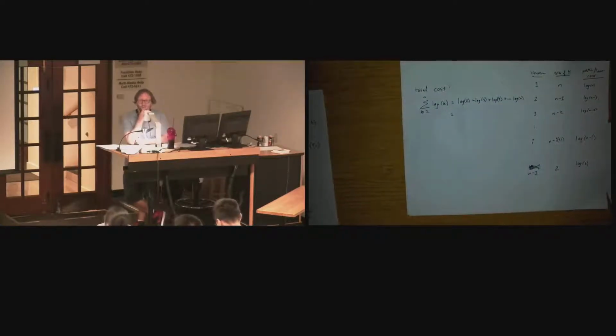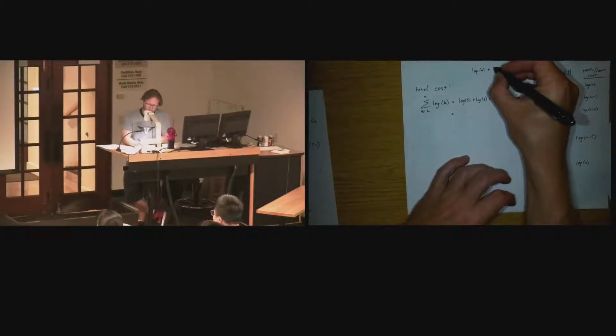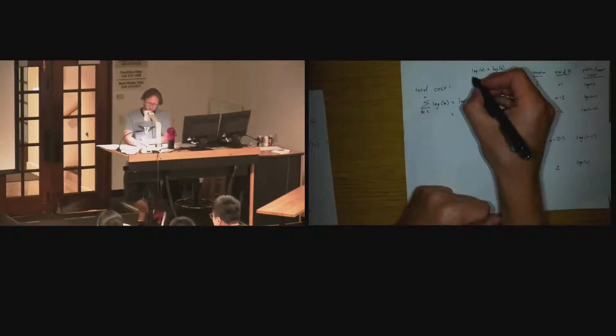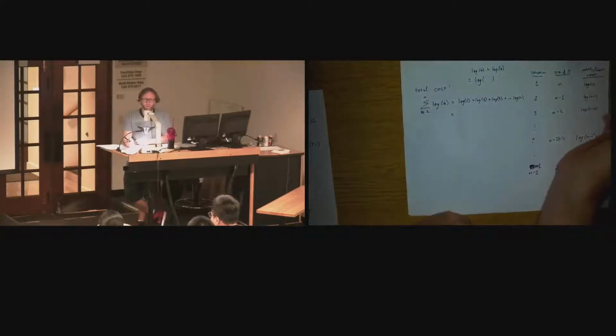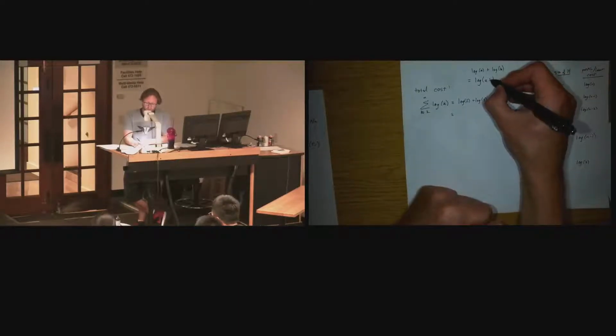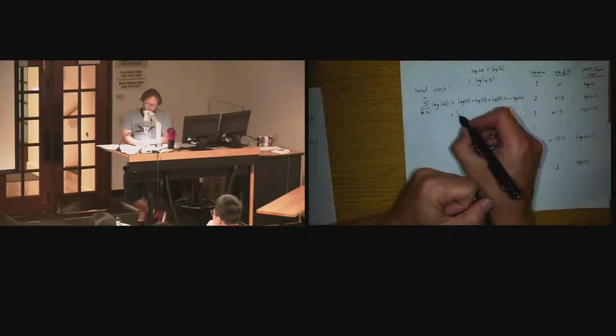Log identities. Log of A plus log of B is equal to what? Log of A plus log of B is equal to log of AB, A times B. If I apply that to all of this stuff, what do I get?